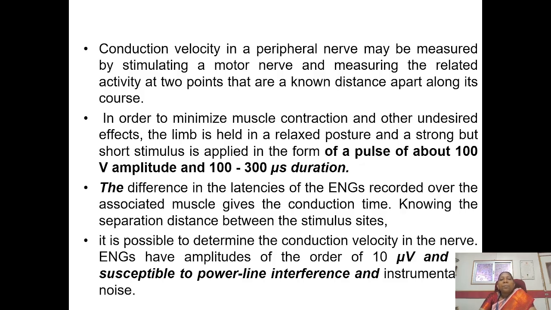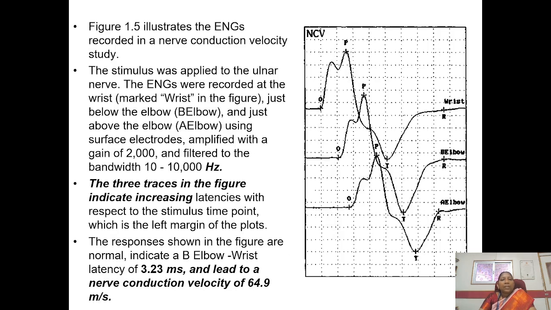Generally, the ENG signal amplitude is in the order of 10 microvolts, and the duration is 100 to 300 microseconds. The stimulus is applied in the form of a pulse of about 100-volt amplitude. Sometimes the instrument is susceptible to power line interference and noise, which we can eliminate through filters.